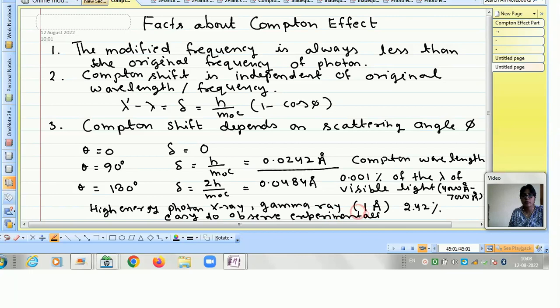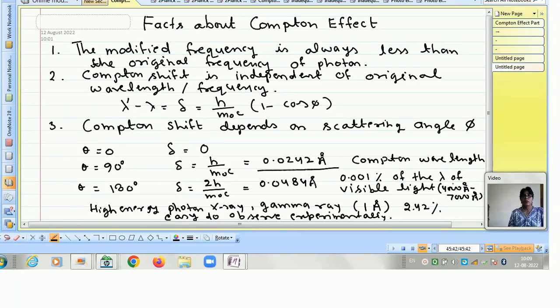So it is said that the Compton effect is observed when high energy photons are incident on the light element. High energy photons have a measurable amount of the Compton shift, which is 2.42% of the original wavelength. Whereas if we incident a low energy photon, for example visible light, then the Compton shift is only 0.001% of the original wavelength, which is not easy to observe.